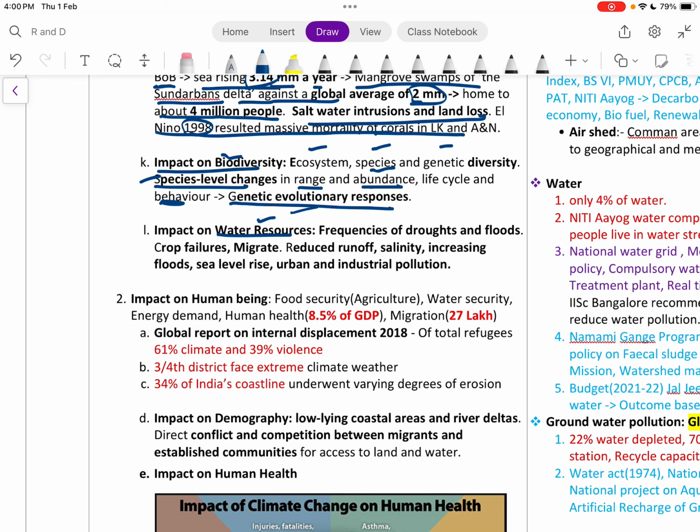Impact on water resources: frequency of drought and flood, crop failures, migration, reduced runoff, salinity, increasing flood levels, sea level rise, urban and industrial pollution.